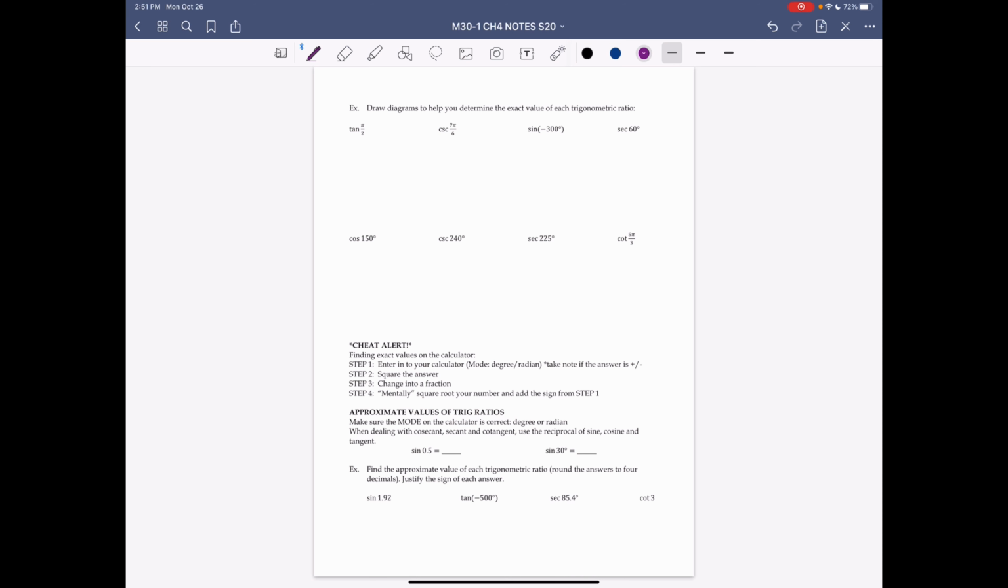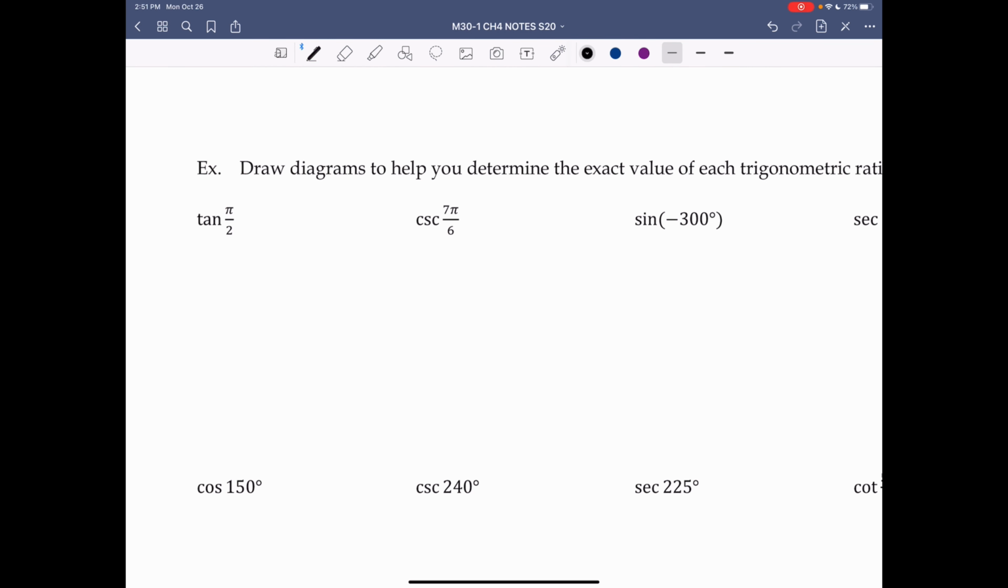Draw diagrams to help you determine the exact value of each trigonometric ratio. I'm going to super zoom in on this. First one is tan of pi over 2. It's going to help to either have the first quadrant of your unit circle drawn with all of our special angles and the coordinate points, or you can use the special triangles. So I'm going to use the special triangles.